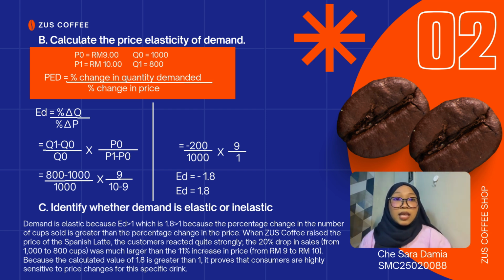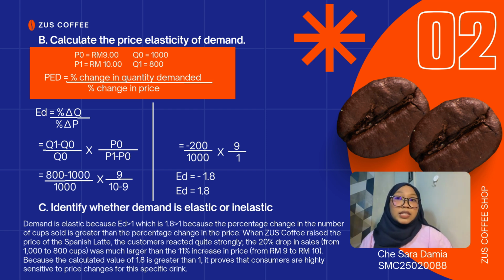So the next step is (800 minus 1000) divided by 1000, times 9 ringgit divided by (10 ringgit minus 9 ringgit), which we will get minus 200 over 1000 times 9 ringgit. As a result, our PED will be minus 1.8. So, let's move on to the last question. The last question is to identify whether the demand is elastic or inelastic.